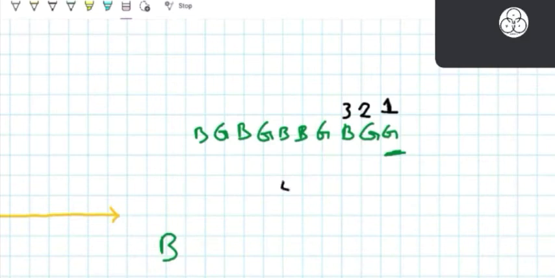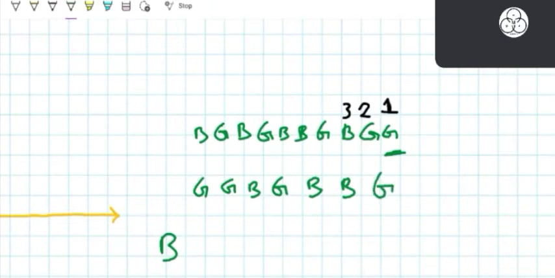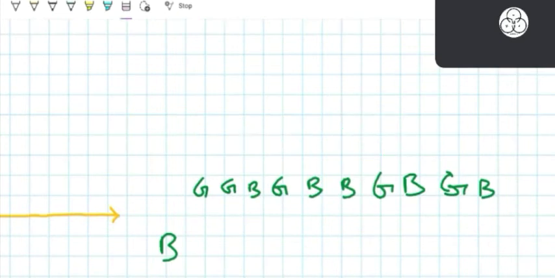That would be girl, girl, boy, girl, boy, boy, girl, boy, girl, boy. Fantastic. So this is written in this order. This is our step 1, this is step 2, this is step 3, and so on.